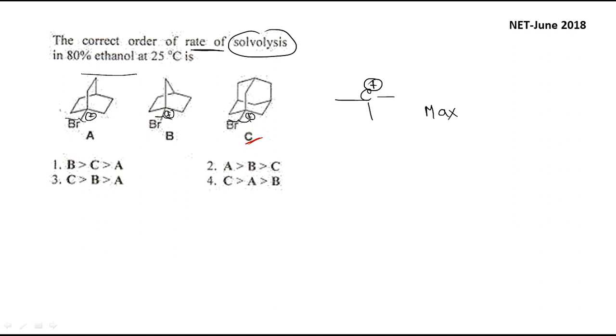So the larger the ring size, according to ring size, C is maximum, then A, and it is minimum in case of B. So C, A, B. The larger the ring size, the more flexibility the carbocation can achieve. Though it cannot attain planarity, it can move towards planarity based on this. Because of this, the larger the ring size, the flexibility will increase. So C, A, B should be the order, that is option 4.